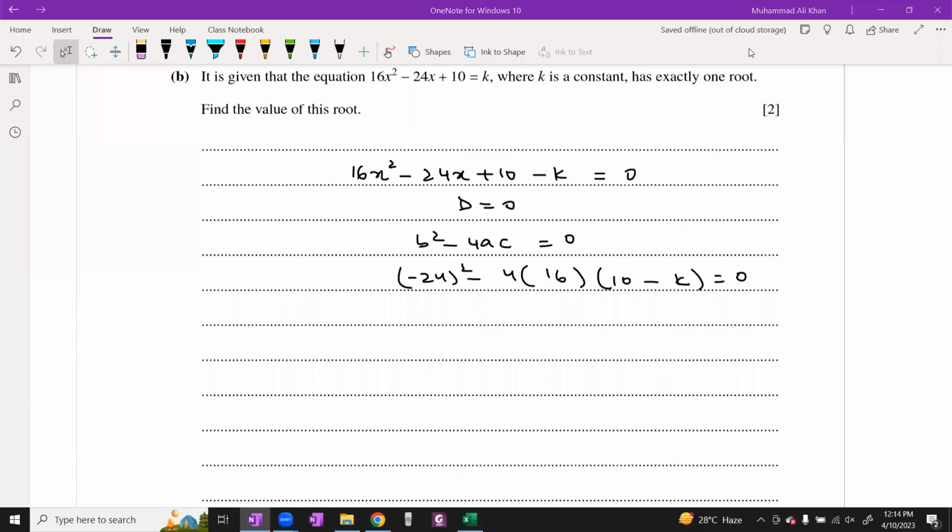So what has this become? 576, this is done, and this is 64. K equals, what did k come to? 1. What equation is formed? 16x square minus 24x plus 9 equals 0. From here you can calculate x, which is 3 upon 4.